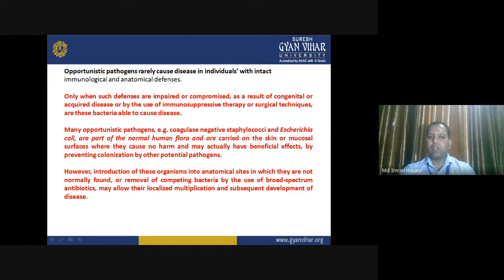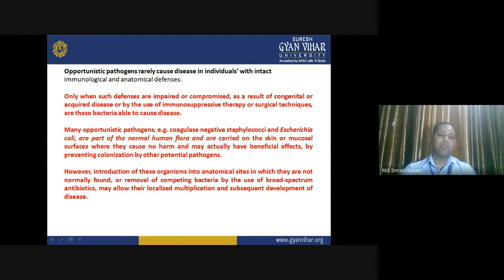Are carried on the skin or mucosal surfaces where they cause no harm and may actually have beneficial effects. So it is a mutual benefit. You offer them shelter and they offer you some sort of vitamin synthesis, right? So this is a mutual relationship between the bacteria and the host by preventing colonization by other potential pathogens.